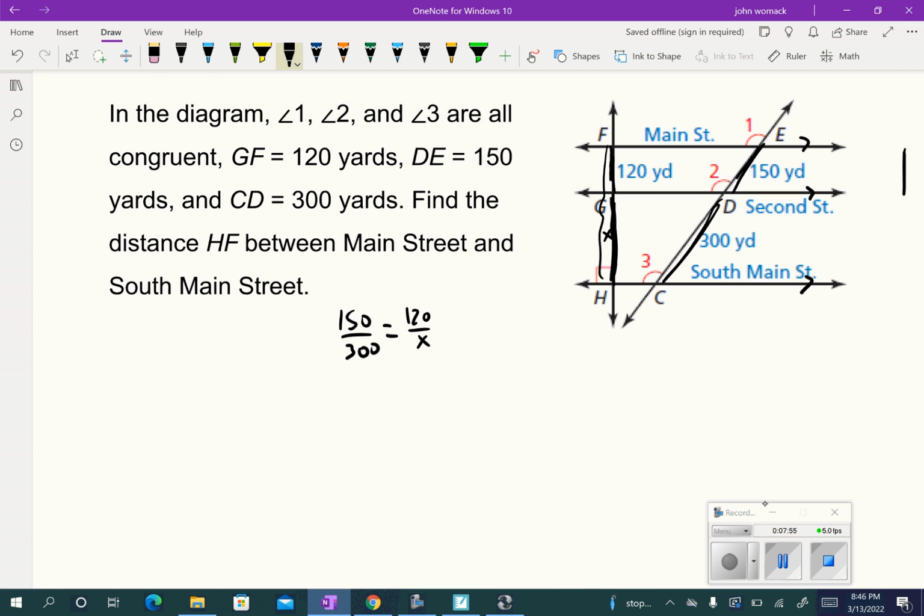Now you could actually cross multiply and solve, but really I'm just doubling, right? 150 to 300 is doubled. So if I double 120, X would have to be 240. You could also cross multiply there if you wanted to. Well, that means this segment right here is 240, but it wants me to find HF, which is the entire segment. So if I add those together, the answer is 360 yards. It'd be the answer to the whole thing.